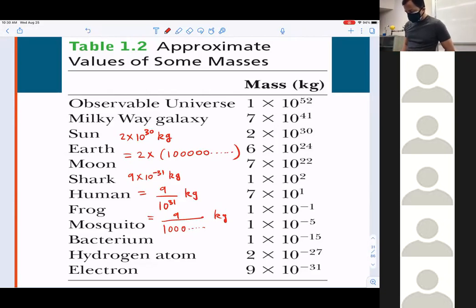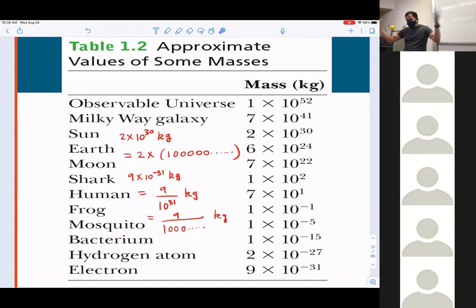Since there's some biology people in here, bacterium, 10 to the minus 15 kilograms, mosquito, 10 to the minus 5, frog, 10 to the minus 1, and so on. You can use this in your biology class.